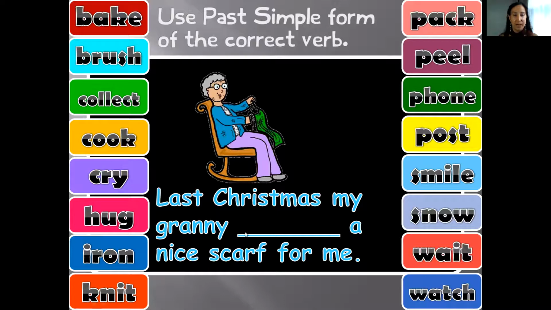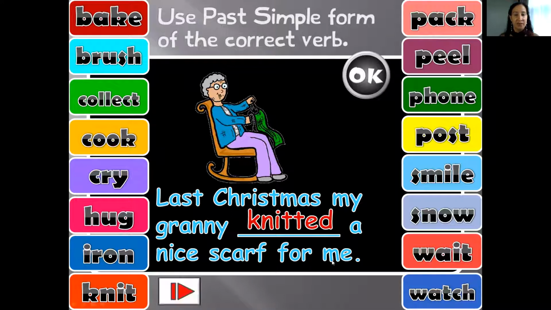Last Christmas, my granny blank a nice scarf for me. What is she doing here? And which word? Last Christmas, my granny knitted a nice scarf for me. Remember, you double the consonant and add an ED. Let's repeat, knitted.